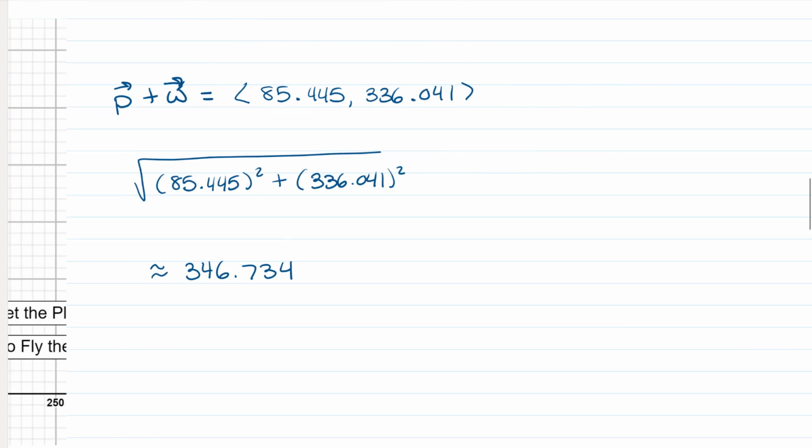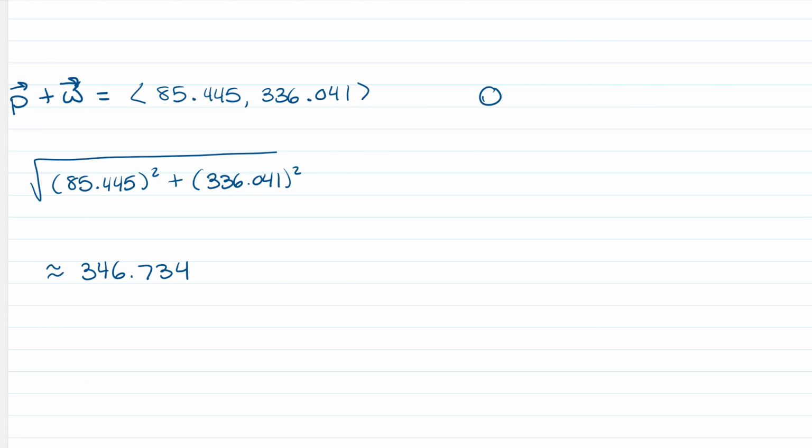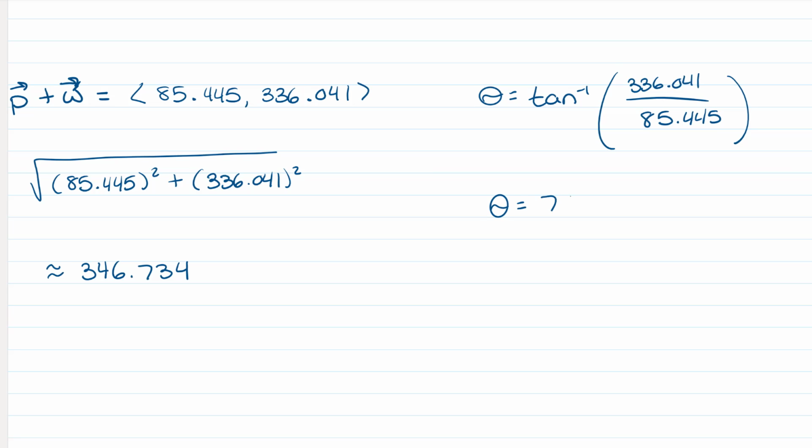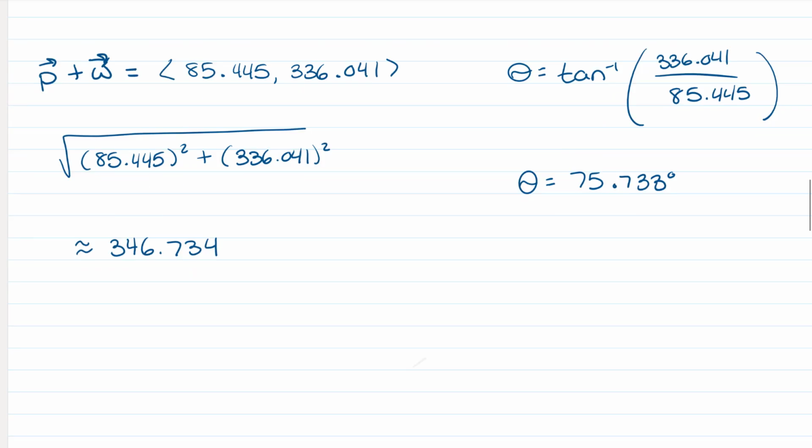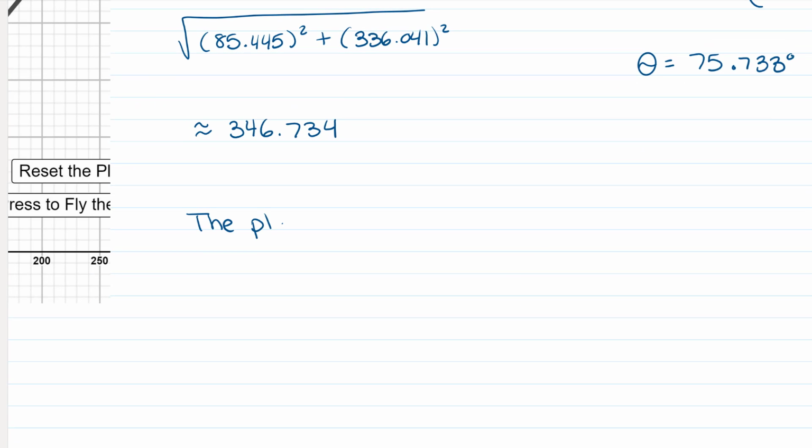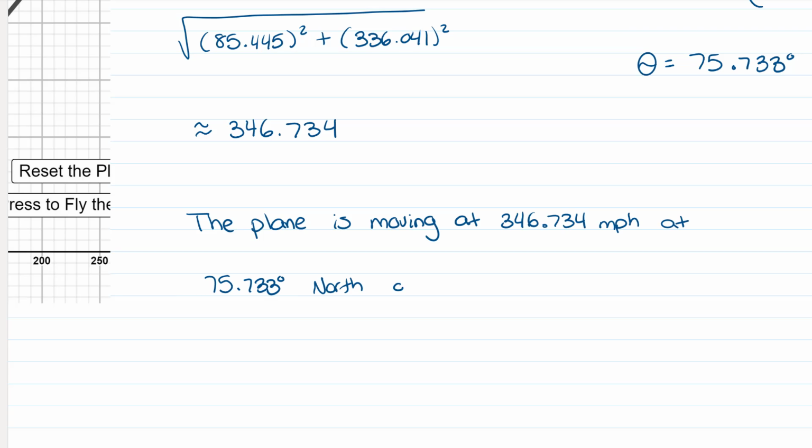Now I need to find the angle, so theta is equal to tangent inverse of 336.041 over 85.445. And so I get theta comes out to about 75.733 degrees. So now I just need to write my summary because it was a word problem. So the plane is moving at 346.734 miles per hour at 75.733 degrees north of east.